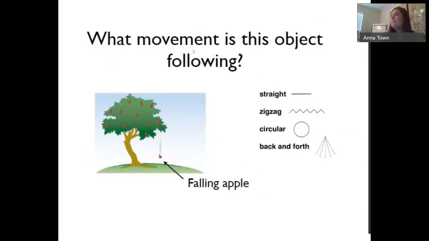Okay, let's look here. What movement is this object following? And so it's talking about the apple falling from the tree. Is it moving in a straight line? Is it moving in a zigzag line? Is it moving in a circular or round and round form, or is it moving back and forth? It's a straight line, straight from the leaf down to the ground. It's not changing direction. It's not flying over here. It's going straight down to the ground. Good job.